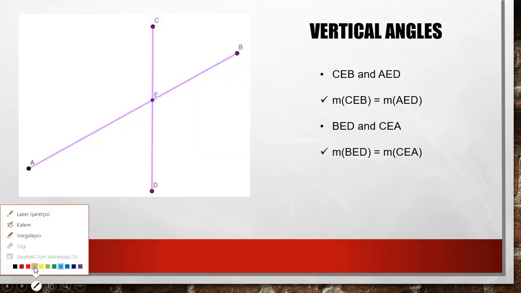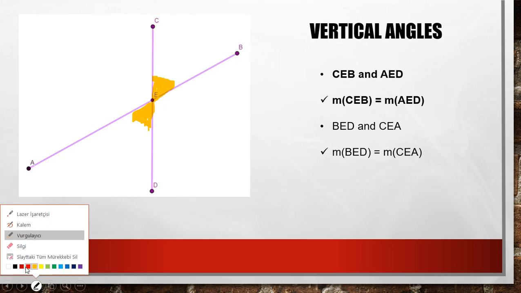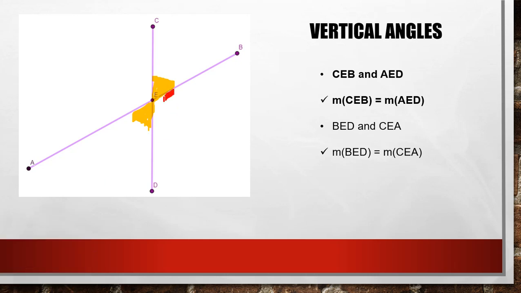In the example, let's draw vertical angles. Angle CEB here and angle AED. These two yellow angles are vertical angles. They are opposite to each other and they are congruent. Let's show the other. BED and CEA. These two red angles are also vertical angles, so they are congruent.